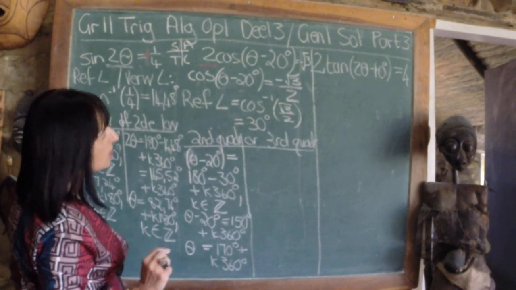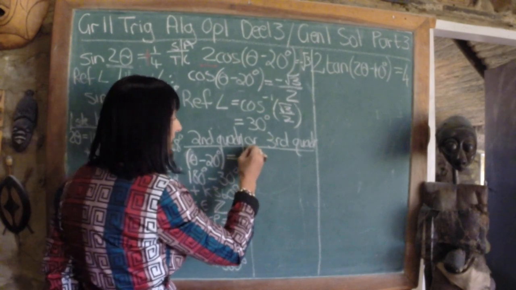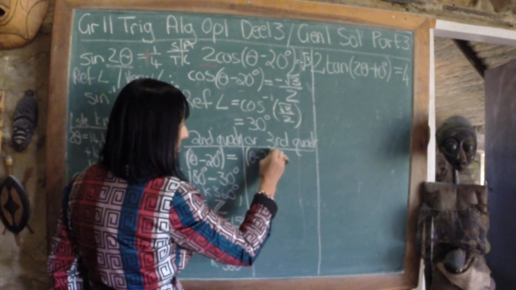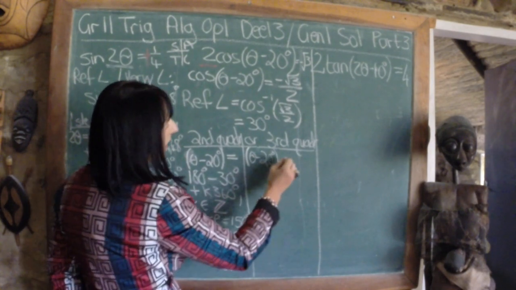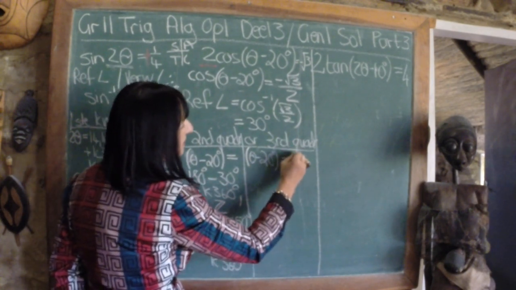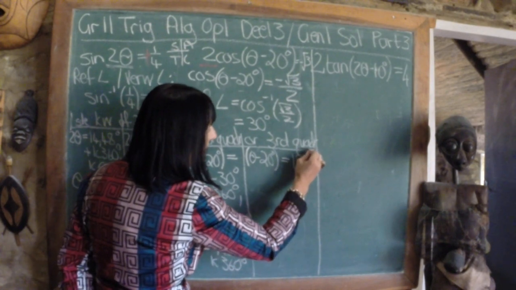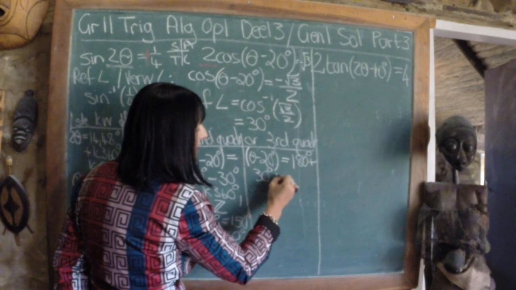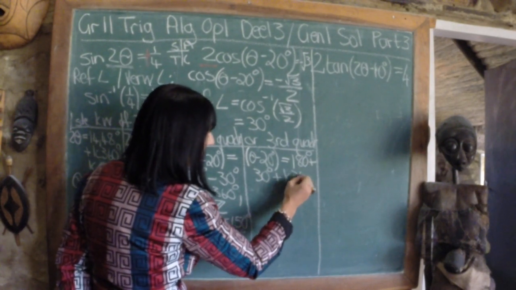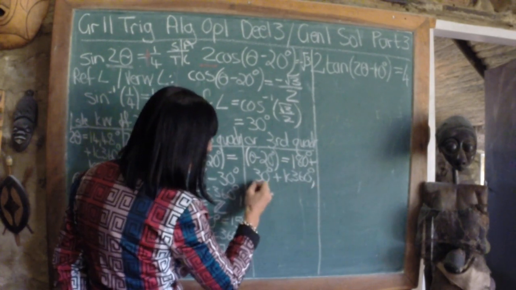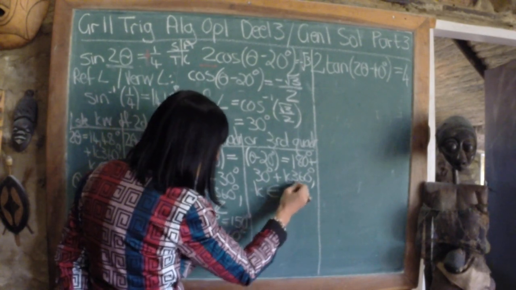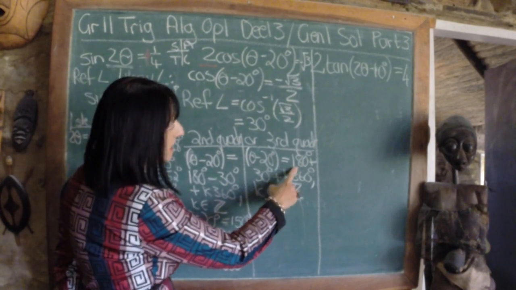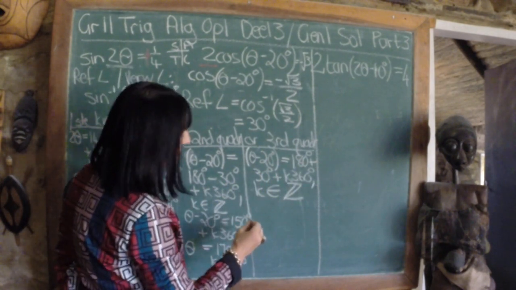Okay, let's go to the third quadrant. Good, we're going to write my whole angle again, theta minus 20 degrees. Now, in the third quadrant, it's 180 plus my reference angle, plus k times 360 degrees, where k is an element of Z. Now I can simplify, 180 plus 30 gives me 210.